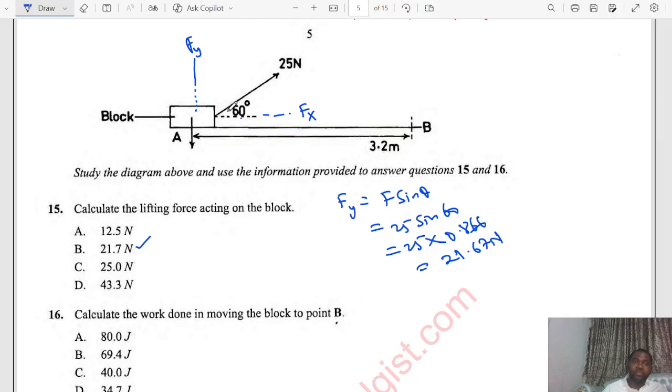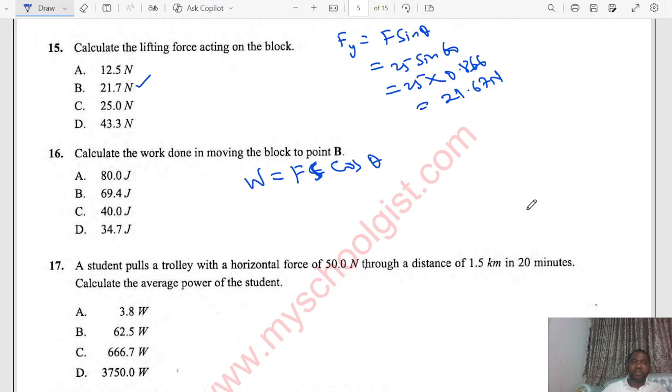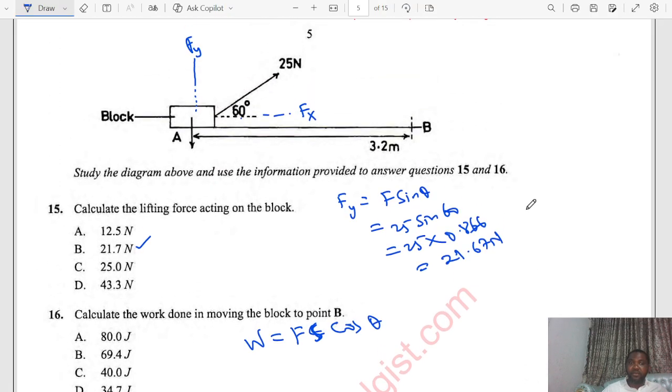Now whenever you are pulling an object at an angle, the work done in moving that object is equal to the force times distance times the cosine of the angle of pull. Yeah, you should know this. In case you don't, now you know. So work done is force times distance, but whenever the object is pulled at an angle, it is Fs cos theta. In this case, the force is 25. The distance of pull, you can see, is 3.2, then times cos 60.